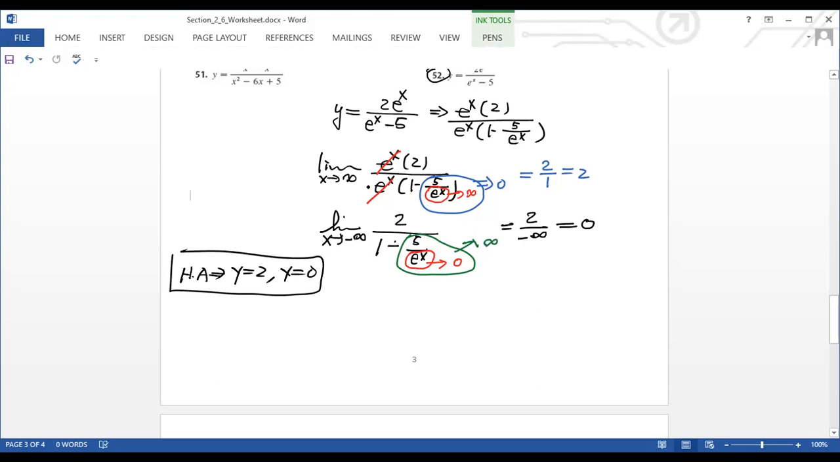Now, what is the vertical asymptote? Remember, the vertical asymptote is where the denominator is equal to 0. So I set this one equal to 0 and solve for x. The e^x equals 5. Then you take the natural log of both sides, so x equals the natural log of 5. This is my vertical asymptote here.